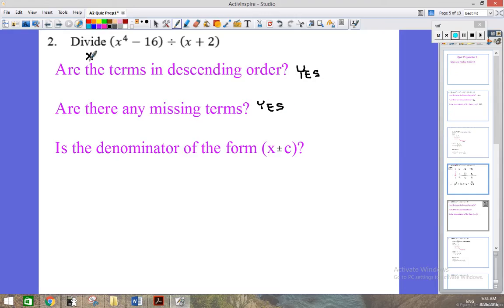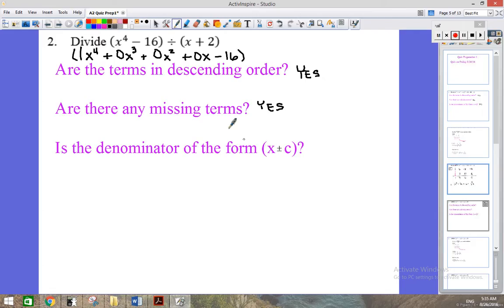We want x to the 4th, but we do not have an x cubed term, so that'll be 0x cubed. We do not have an x squared term. That'll be 0x squared. We do not have an x term. It'll be 0x. We do have our constant, minus 16. So this is going to be how we think of the numerator. It's equivalent. It's the same thing as the numerator that's written, but those zeros there are going to help us to line things up to get the right answer.